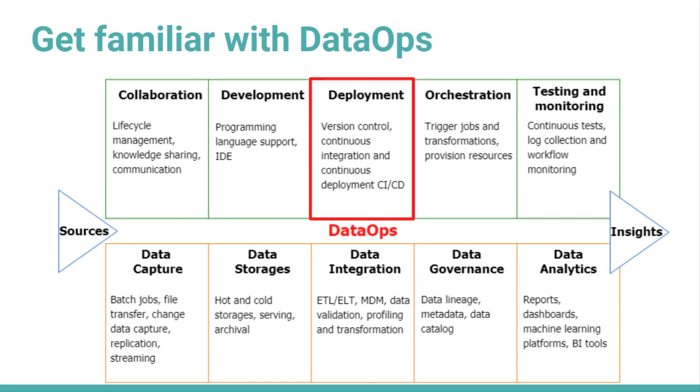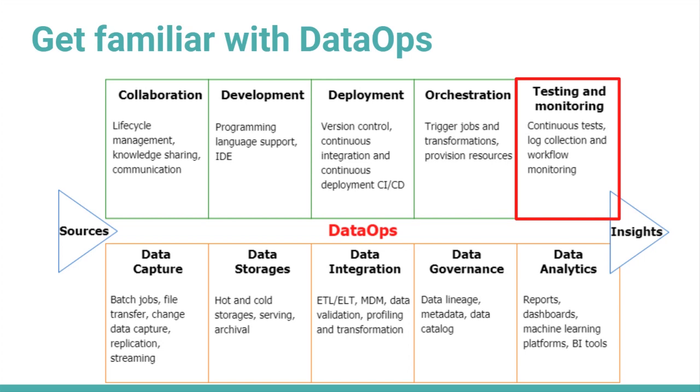Do you use Git? Do you use Jenkins? Do you use Azure DevOps to deploy? For orchestration, how do you trigger jobs? How do we provision resources? How do you automate your infrastructure? For testing and monitoring, basically, how do we know that our solution is well tested, and how do we monitor that in production?